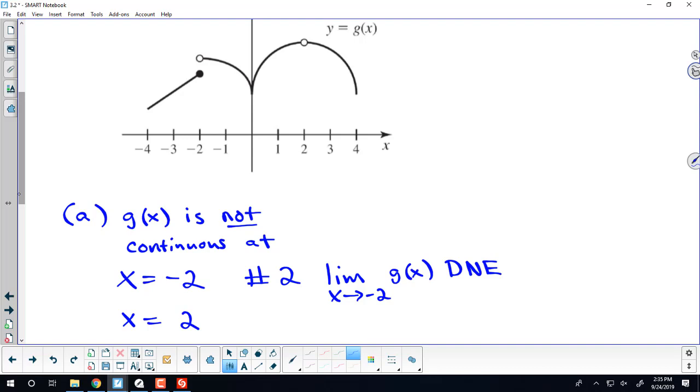Why is the function not continuous at x equals 2? Because f of 2 doesn't exist. Right, the function's not even defined there. So that's number 1, f of 2 does not exist. So g of x isn't continuous at x equals negative 2 and positive 2. By the previous theorem, the alternate version says if the function is not continuous somewhere, that automatically qualifies it for not being differentiable.